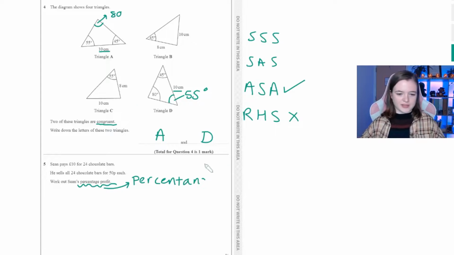Oop, if I could spell percentage, that'd be good, wouldn't it? Percentage. See, I can't talk and spell at the same time. One of my biggest traits. Well, negative traits, I should say.